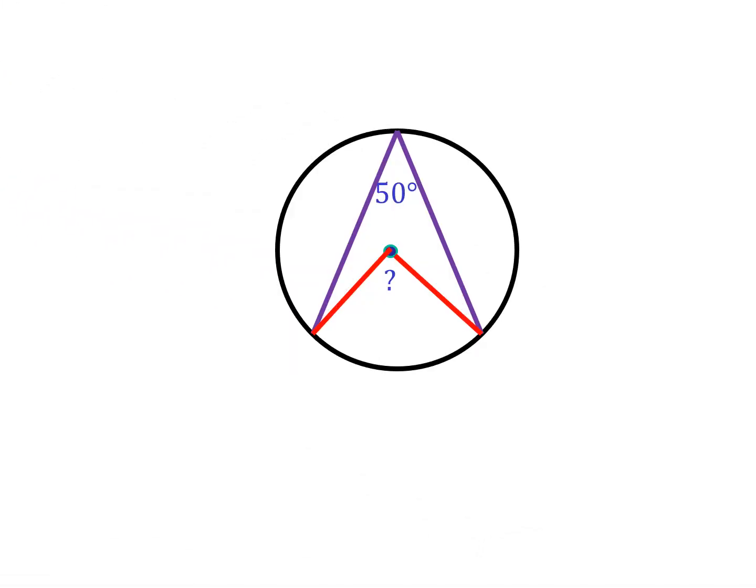Now, another theorem is if a central angle has the same intercepted arc as an inscribed angle, then the measure of the central angle is twice the measure of the inscribed angle. So in this case, the given inscribed angle is 50 degrees, and so we are going to multiply it by 2 to get the central angle, which is 2 times 50 is 100 degrees.